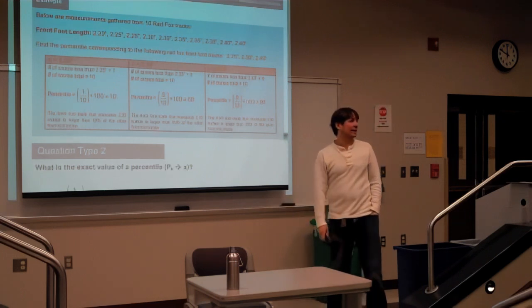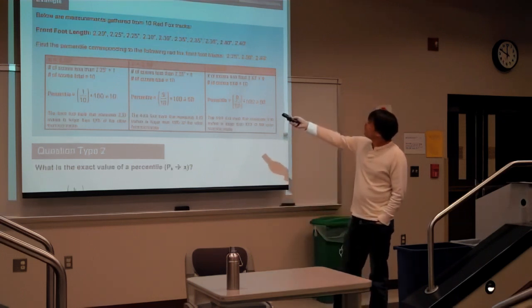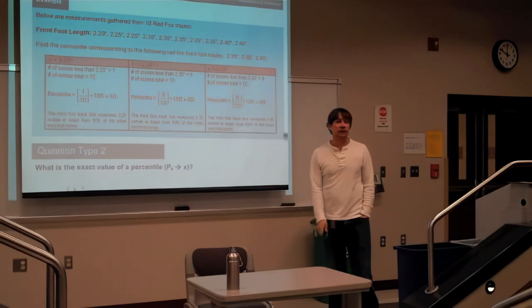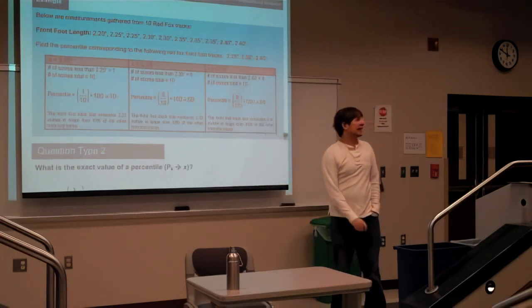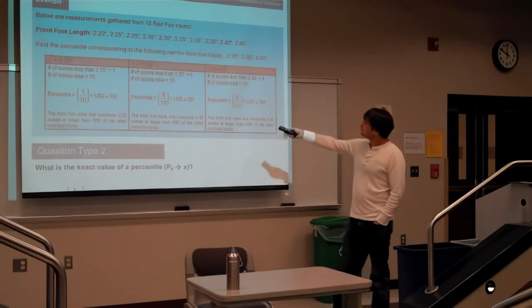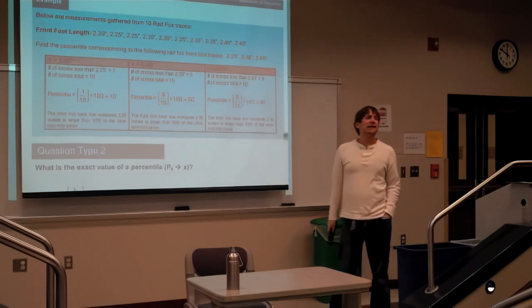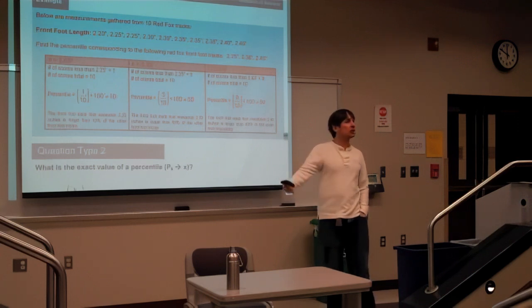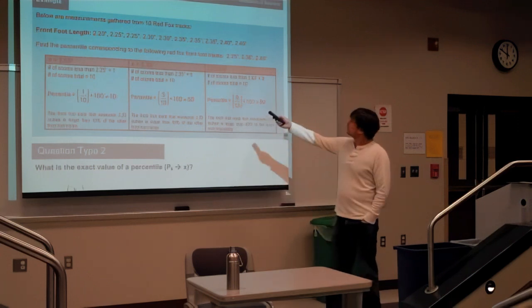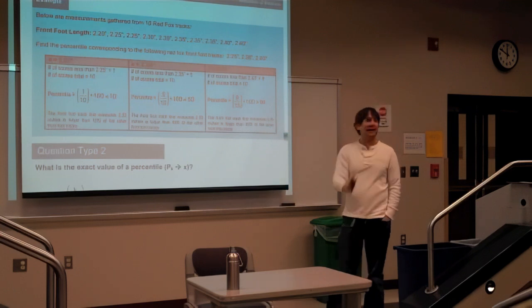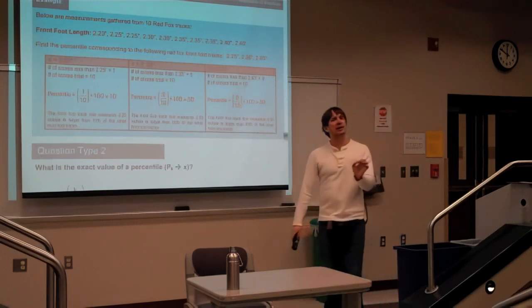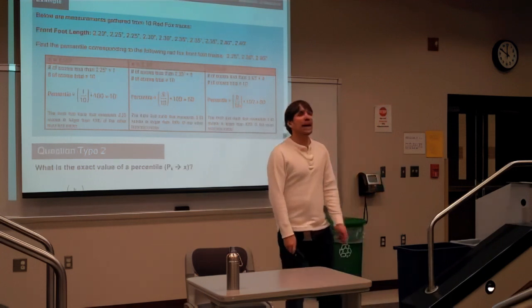All right, the next one, 2.35. How many scores are less than 2.35? Well, 1, 2, 3, 4, 5 scores are less than 2.35. We have a total of 10 scores. 5 divided by 10 times 100 is 50. So the 50th percentile, that means 50% of the scores are less than it, which makes sense. 1, 2, 3, 4, 5 out of 10. It's 50%.